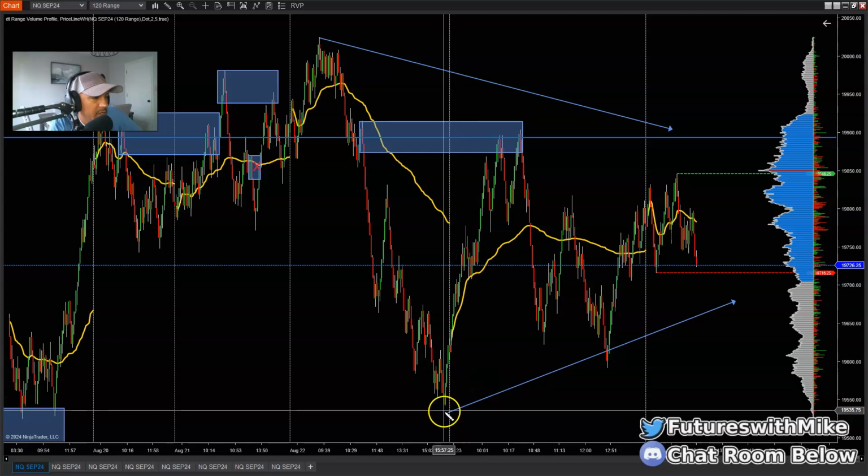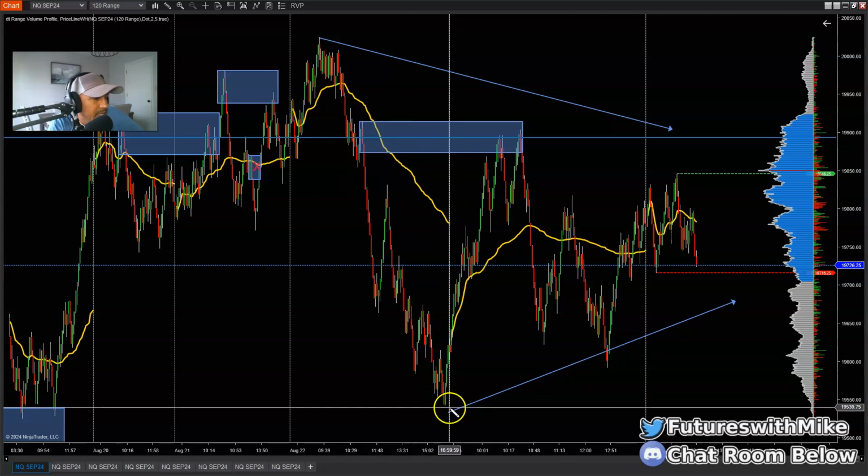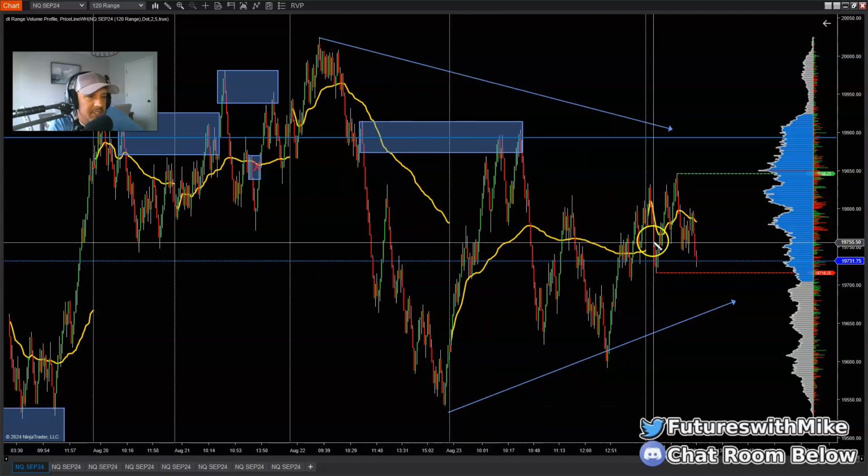And then this is a low here. So this is a major area of structure. There's a major area up here. So we're in between this high and this low here, and the market is kind of just chopping, moving sideways.